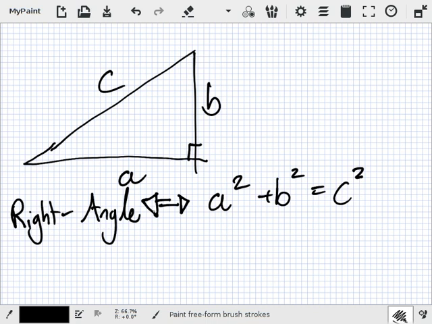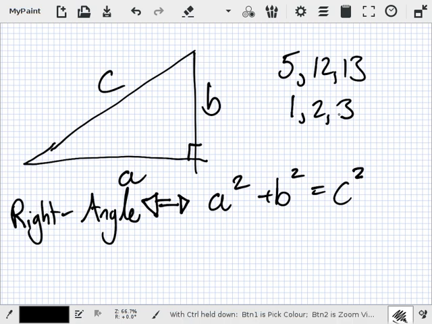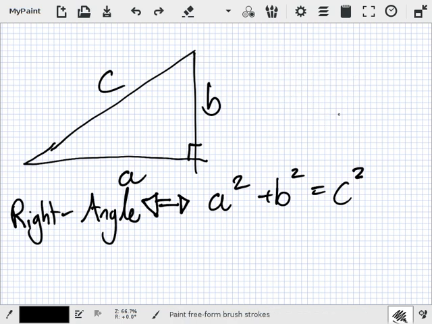So if you had a triangle and you know that this is true about it, then you know it must be right angle. So for example, I know the triangle with sides 5, 12 and 13 must make a right angle triangle because it obeys this formula. And I know the triangle with sides 1, 2 and 3 is not right angle because it doesn't obey this formula. It's actually quite a useful thing to remember that it goes in both directions here.